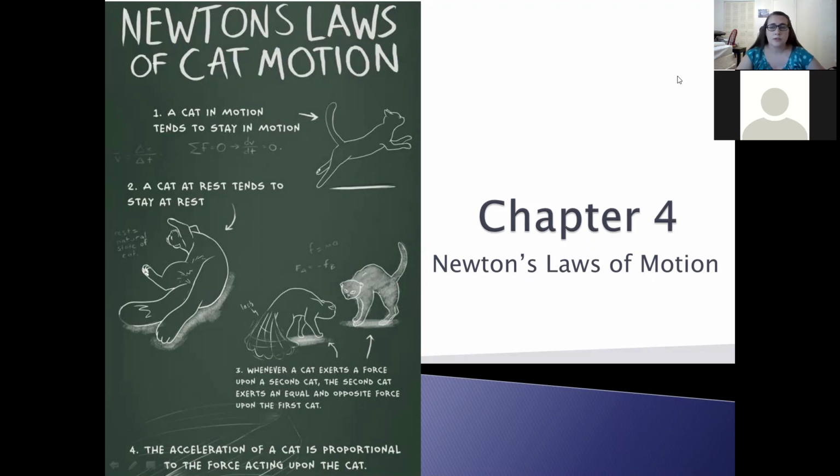Chapter 4, Newton's laws of motion. So chapters 4 and 5 are the main topic for this week. If we get through that, we'll continue to move on, of course. But our goal for this week is to understand Newton's laws and how to apply them in different scenarios. So hopefully today will be a review of stuff that you've already seen before.